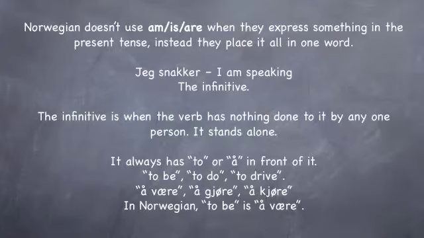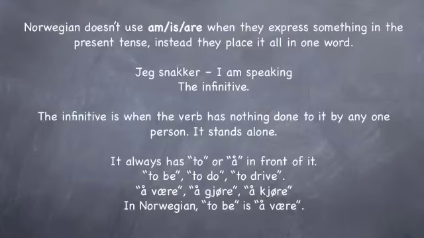Let's have a look at the infinitive, but remember we'll always be coming back to these examples later, so don't worry. The infinitive is when the verb has nothing done to it by any one person. In fact, it stands completely alone. When a verb is conjugated, something is happening to it. So for example, when a verb is in the infinitive, it always has to, or in Norwegian, å, in front of it. Let's have a look at some verbs.